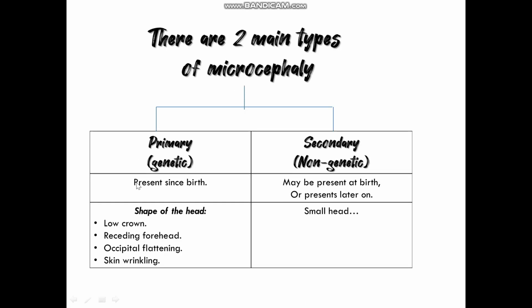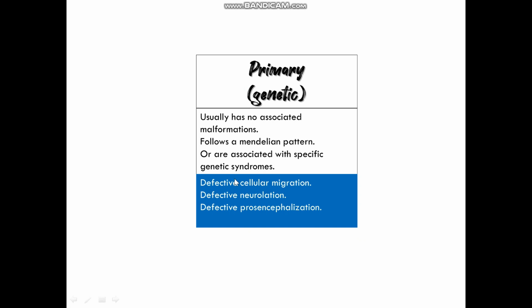The primary type is always present since birth, and there is a remarkable shape of the head where there is low crown, receding forehead, occipital flattening, and skin wrinkling. As for the secondary type, unlike the primary one, it may be present at birth or present later on, and not all these special markings or findings are found. So these findings here are not necessarily found in the secondary or the non-genetic type. The pathophysiology of the primary or genetic type of microcephaly includes defective cellular migration, defective neurulation, and defective prosencephalization.